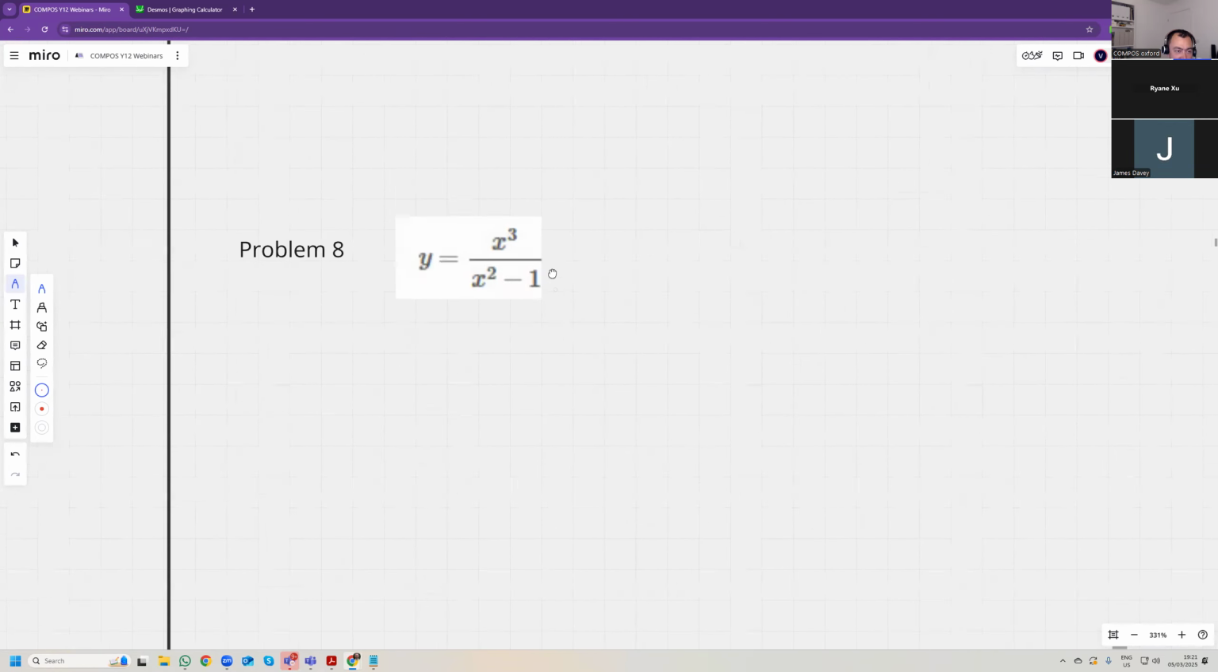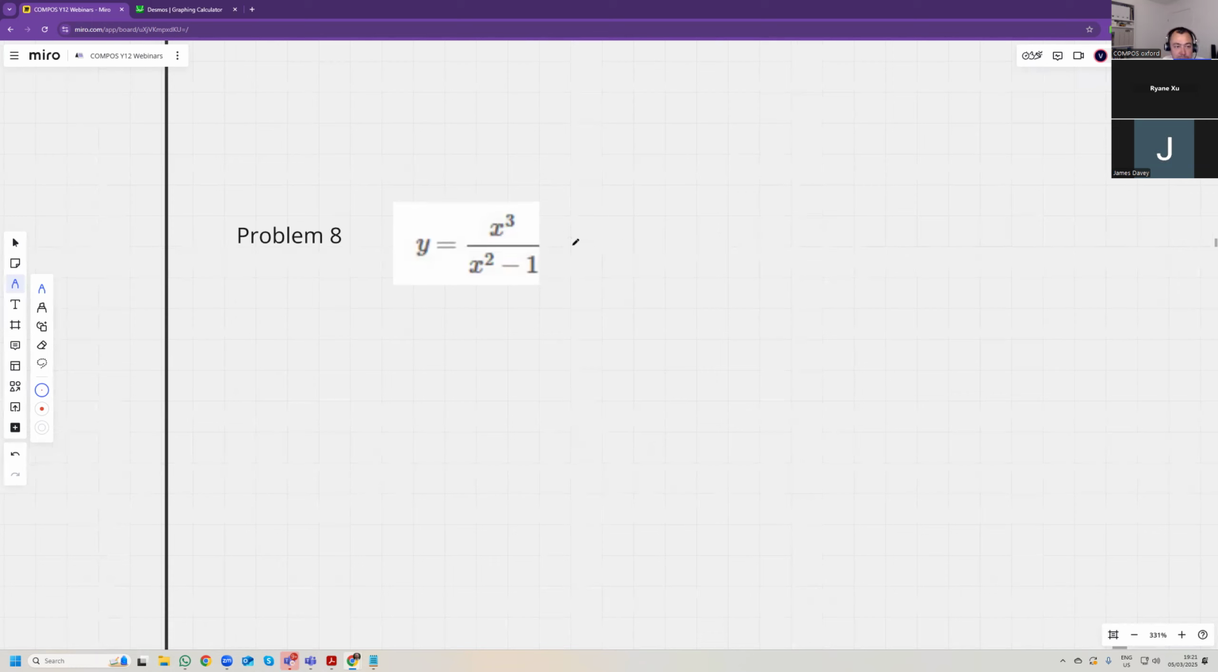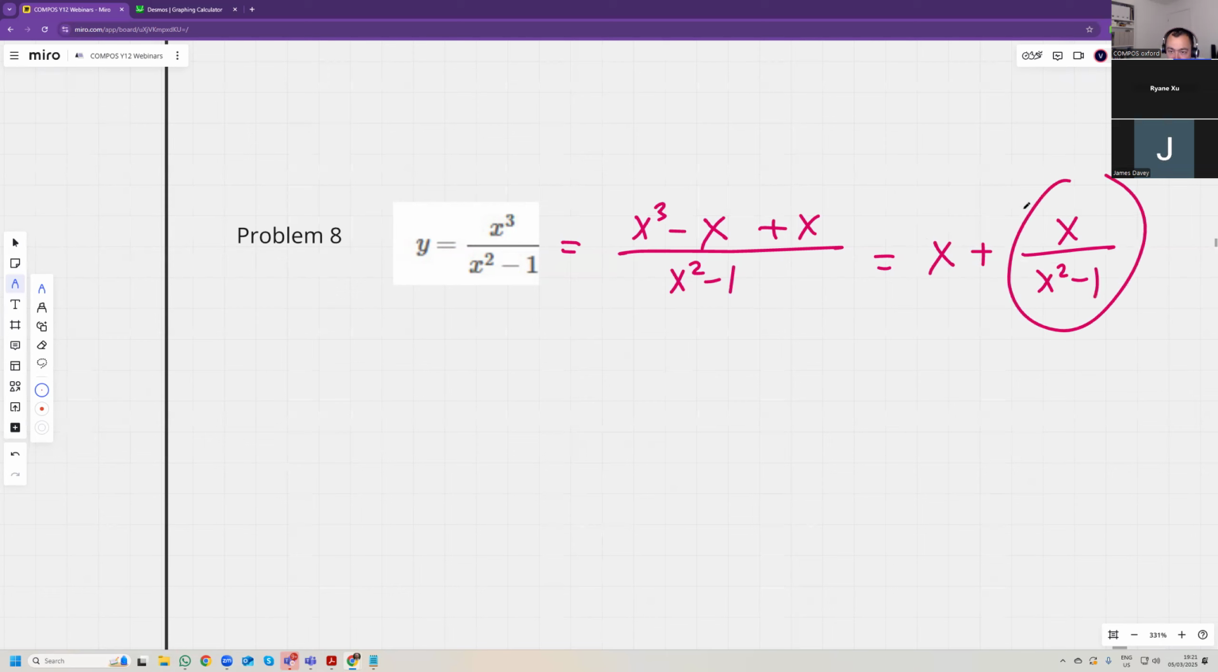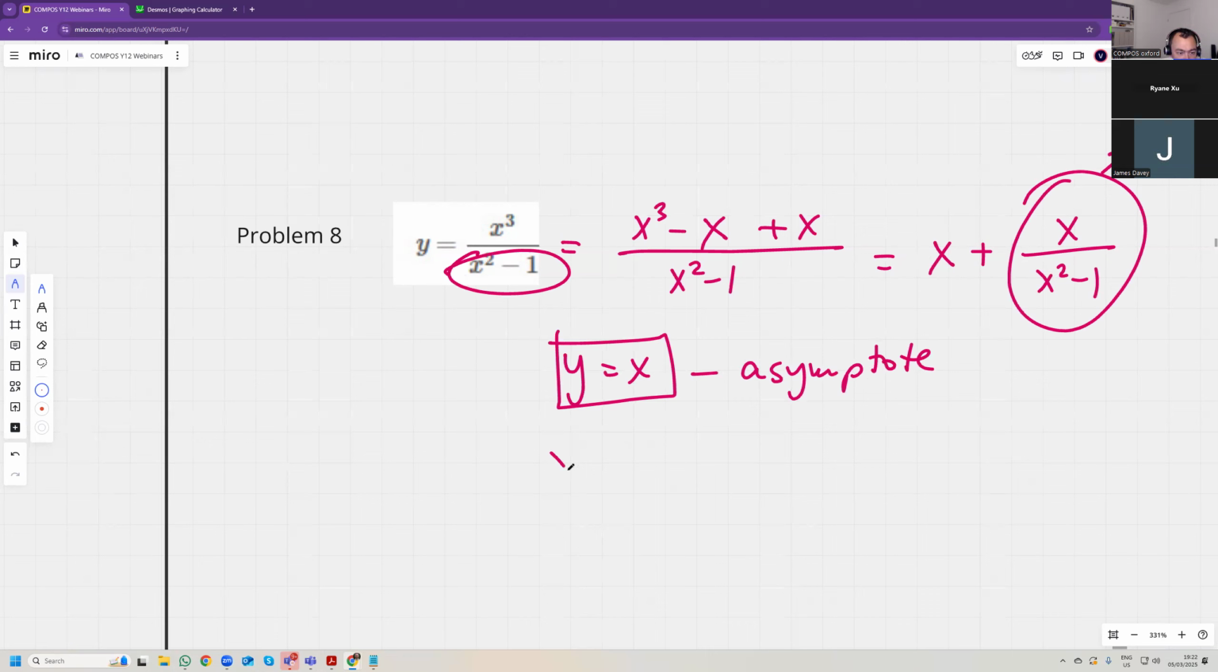Like you can also see here, you can straight away do the long division. So it's going to be x cubed minus x. Now you need to be careful because it's minus x. So it's minus x plus x divided by x squared minus 1. So that's going to be x plus x over x squared minus 1. This tends to 0. And the slant asymptote is y equals x. And also there are 2 vertical asymptotes, x equals plus or minus 1 are asymptotes.